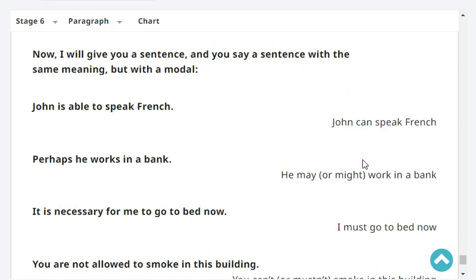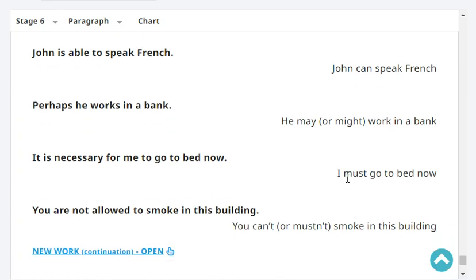meaning but with a modal, okay? There you go. Okay. John is able to speak French. John can speak French. Perhaps he works in a bank. He might work in a bank. It is necessary for me to go to bed now.